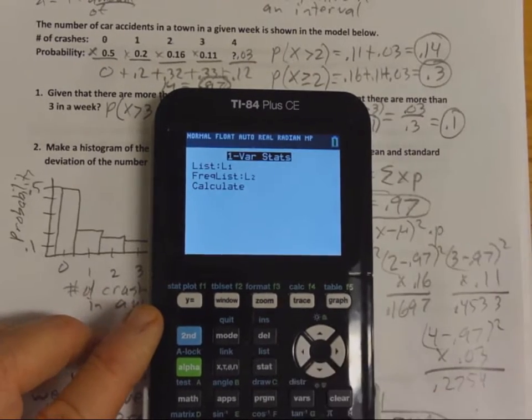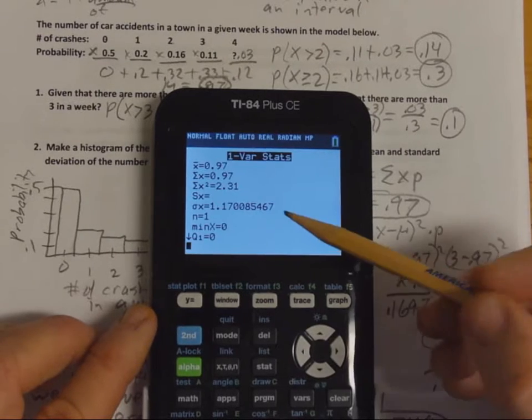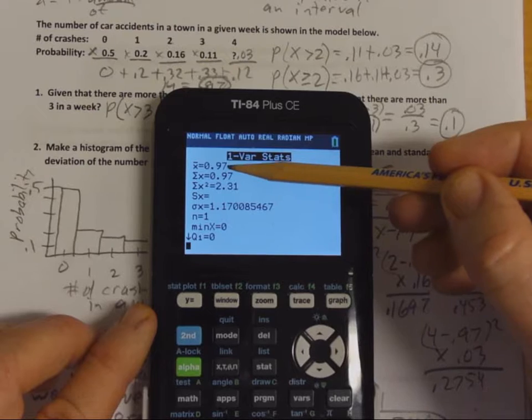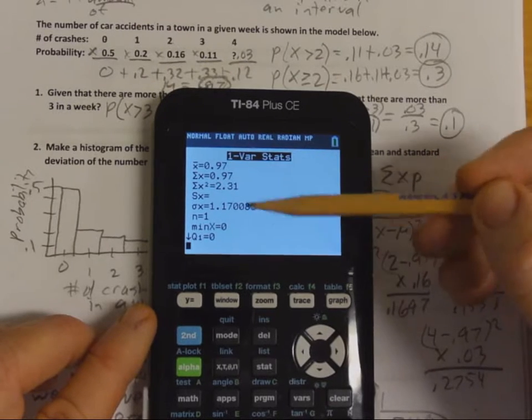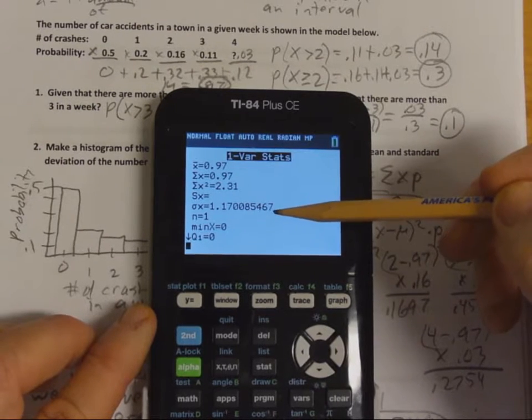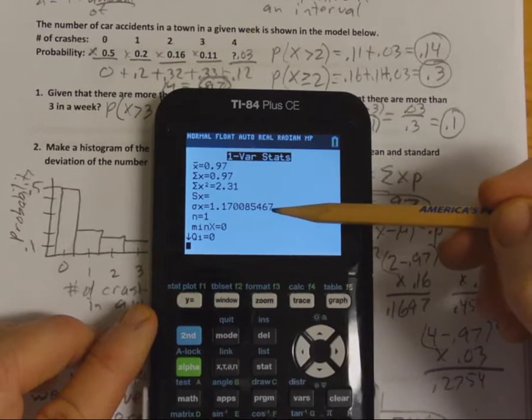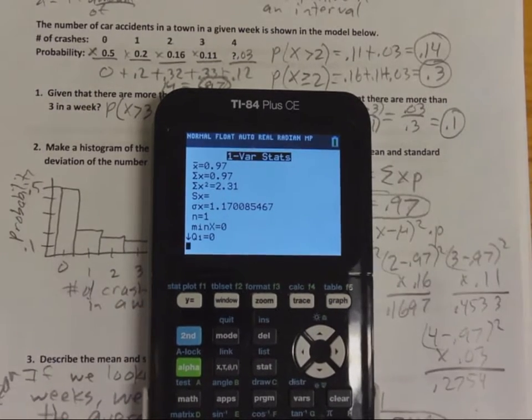But anyway, we hit calculate, and hopefully I get it right. Yes, I did. And so there's the mean, which is listed as x bar. We call it mu. And then there's the standard deviation. It's the only time all year we'll use that sigma as well. So it's about 1.17. If you were asked what the variance is, you would square the standard deviation. So that is how you use it with your calculator.